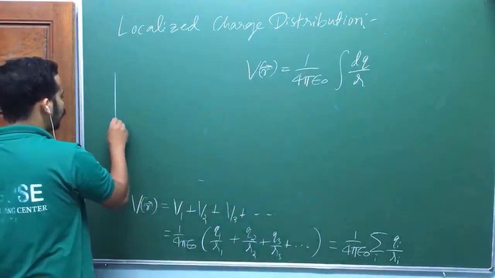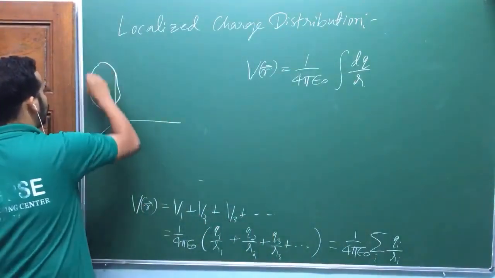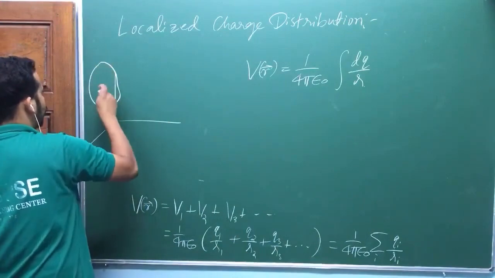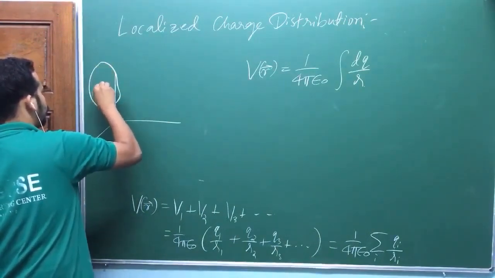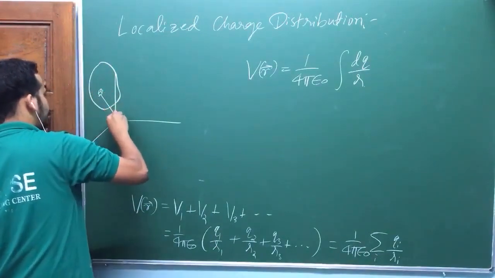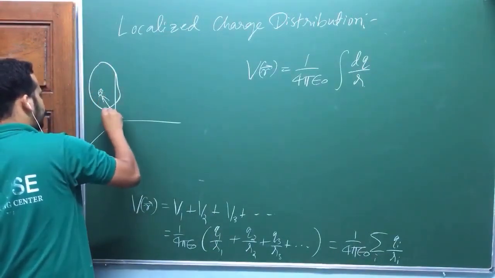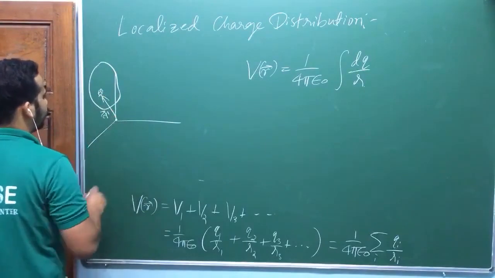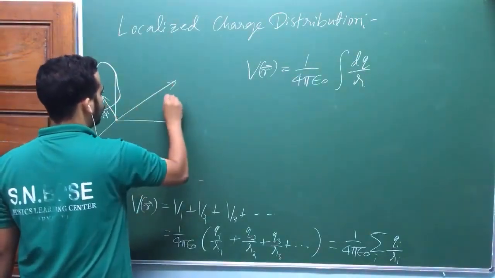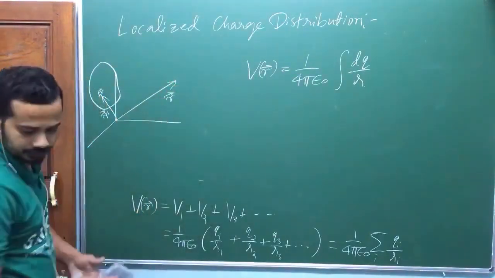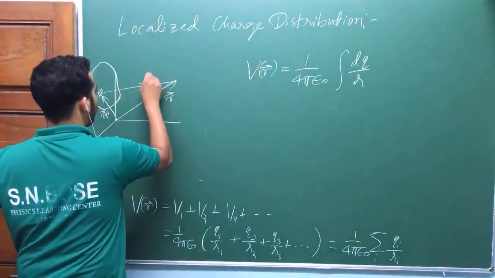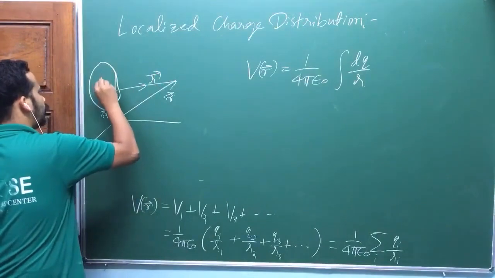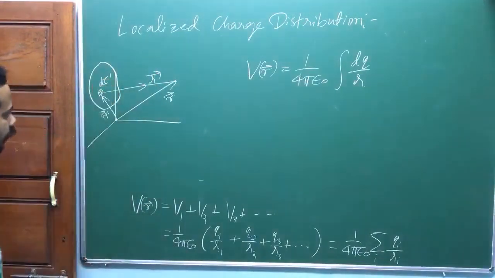Now again, let me take a volume charge distribution here, and let me define one infinitesimal volume element here, at a distance r prime from the origin. And let me take one more point in space, r, where I wish to find the potential. This is the italic r vector, and this is d tau prime.